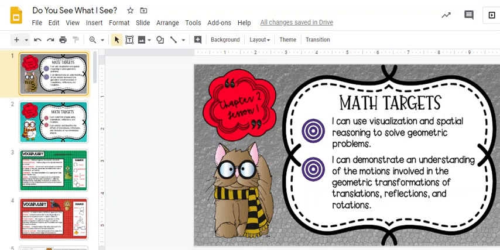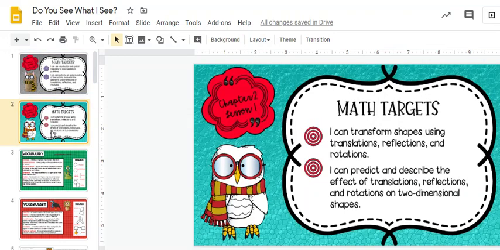So your math targets are: I can use visualization and spatial reasoning to solve geometric problems. I can demonstrate an understanding of the motions involved in the geometric transformations of translations, reflections, and rotations. I can transform shapes using translations, reflections, and rotations, and I can predict and describe the effect of translations, reflections, and rotations on two-dimensional shapes.